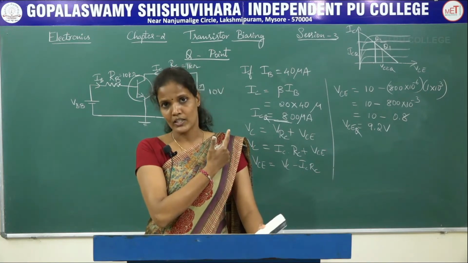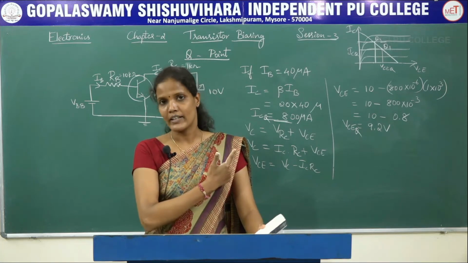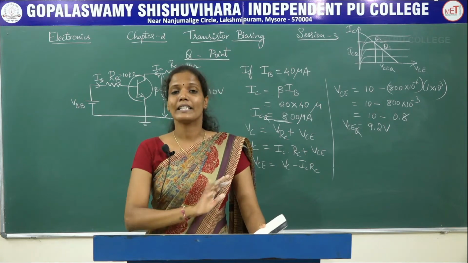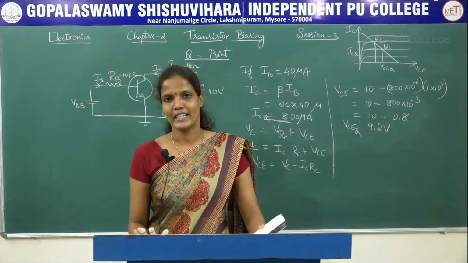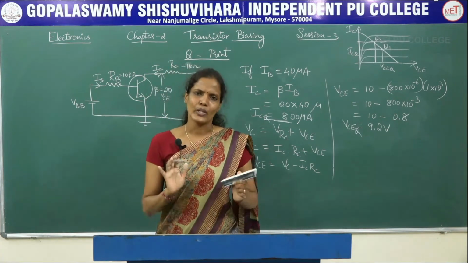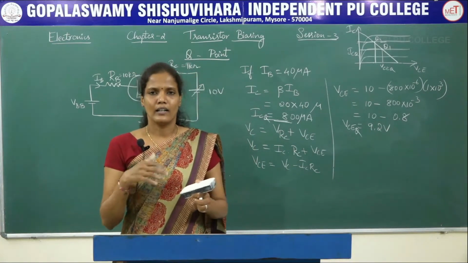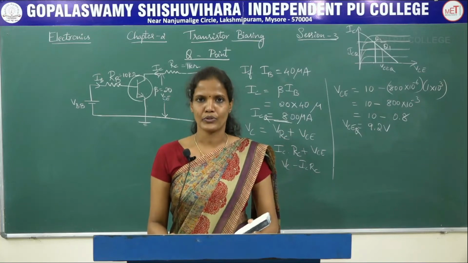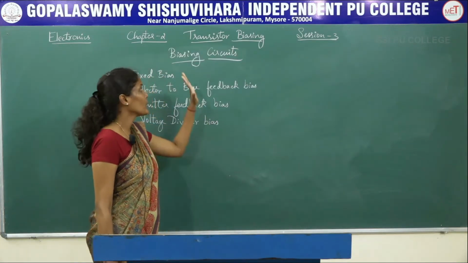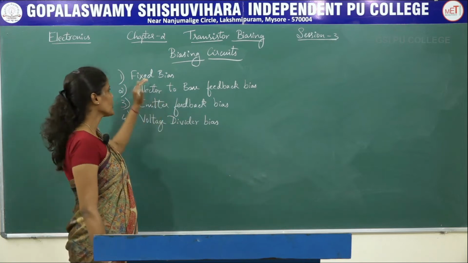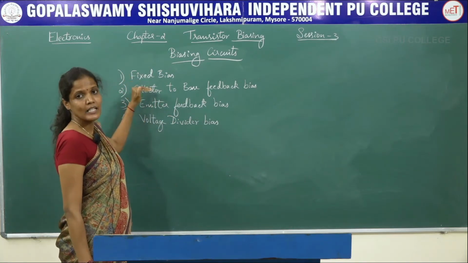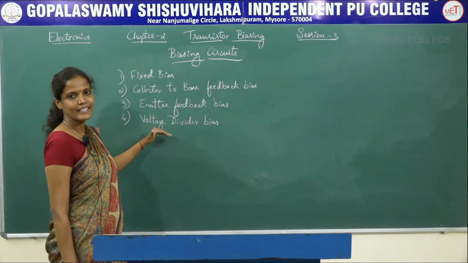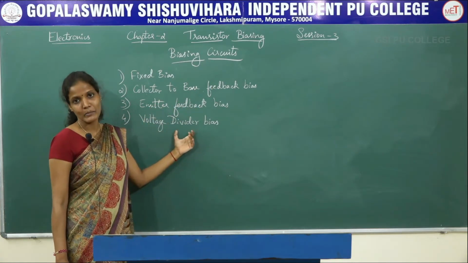Because of the variation in temperature, because of the variation in this beta value, the Q point is shifting from one point to the other point. So this cannot be done practically. So in order to avoid all these things, we are having separate biasing circuits. There are 4 types of biasing circuits. One is fixed bias, collector to base feedback bias, emitter feedback bias, and the last one is voltage divider bias.